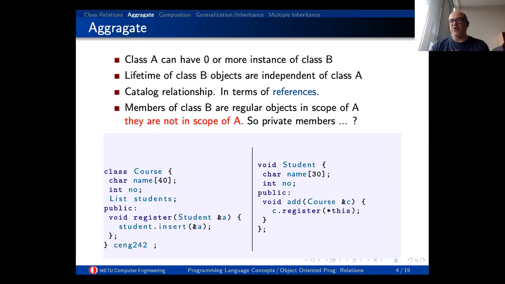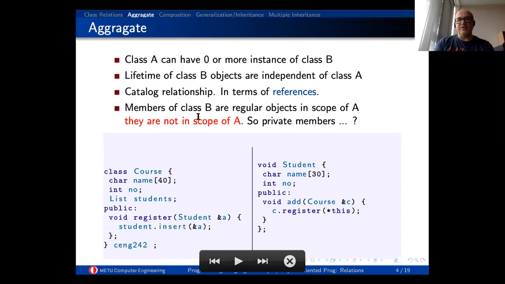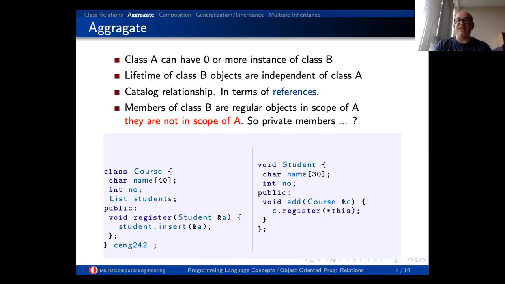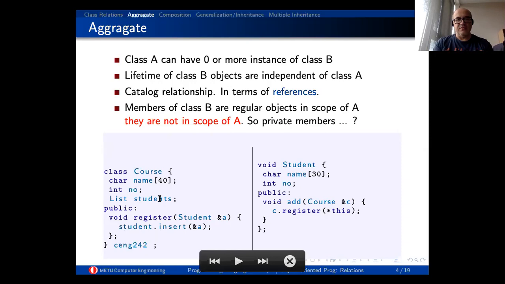When you delete a course, for example, it will not be offered in this semester, you delete it, the students are indirectly affected, but their lifetime will still be alive. So this relation is also quite weakly coupled. We don't have any scope relation. We don't have any means of accessing private members of each other. So they behave like unrelated objects to each other. You can write, for example, a register function to course. Given a student reference, it will be inserted into this list of existing students here. Okay. So the list of students is updated so that it will be in the list.